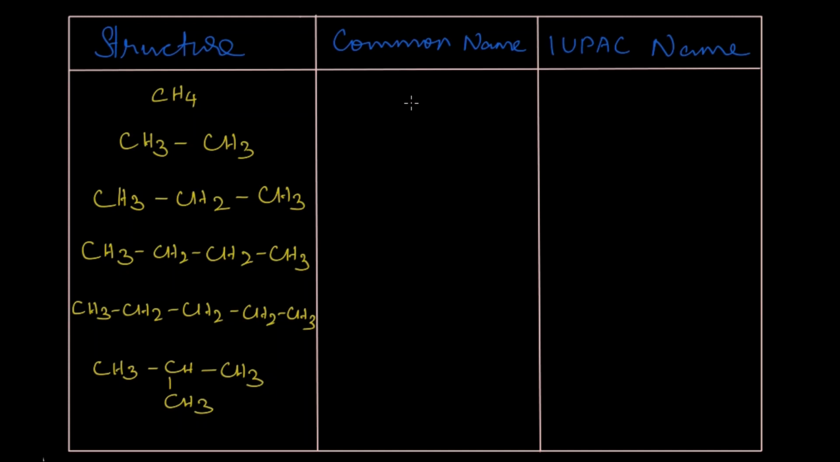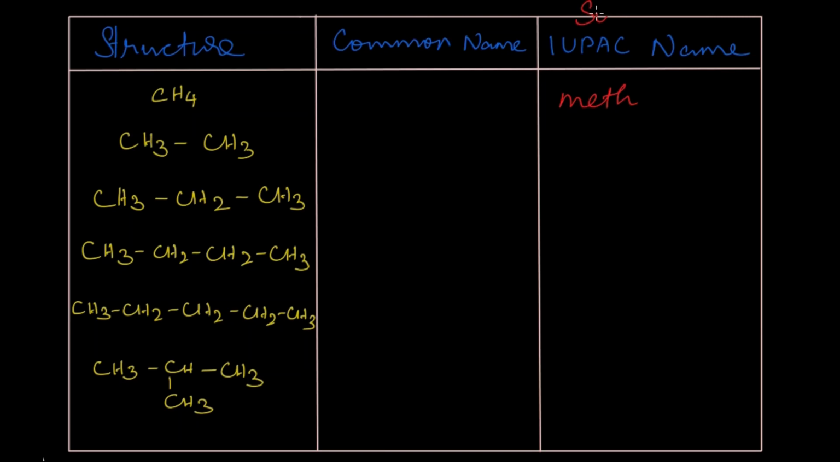Now we can name these compounds, that is, we can name alkanes. There is only one carbon, so the prefix will be meth. If the functional group is a single bond, that is alkane, the suffix in the IUPAC name should be ane, A-N-E. So meth plus ane, methane.